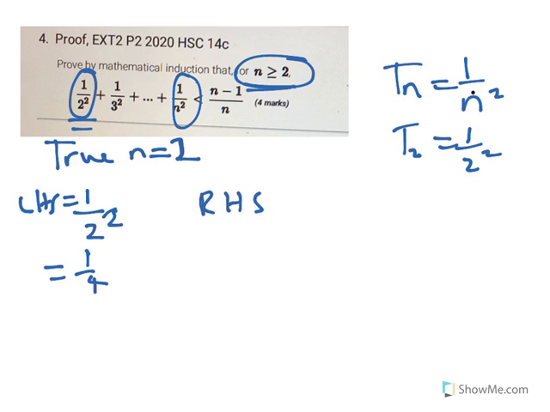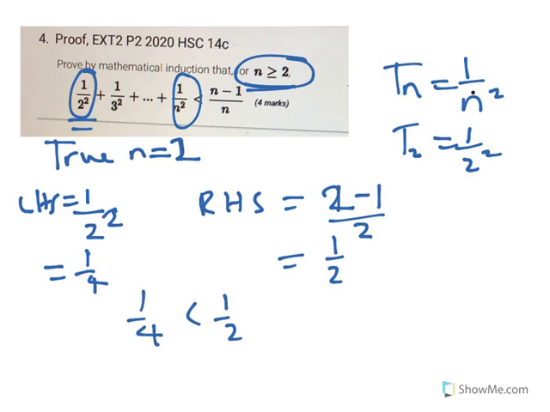And if you look at the right-hand side, now, the right-hand side, when that's equal to a quarter, the right-hand side will be, let's have a look at that, 2 minus 1 on 2, which is a half on 2, and a quarter is less than a half, so therefore it's true when n equals 2, not 1, 2.